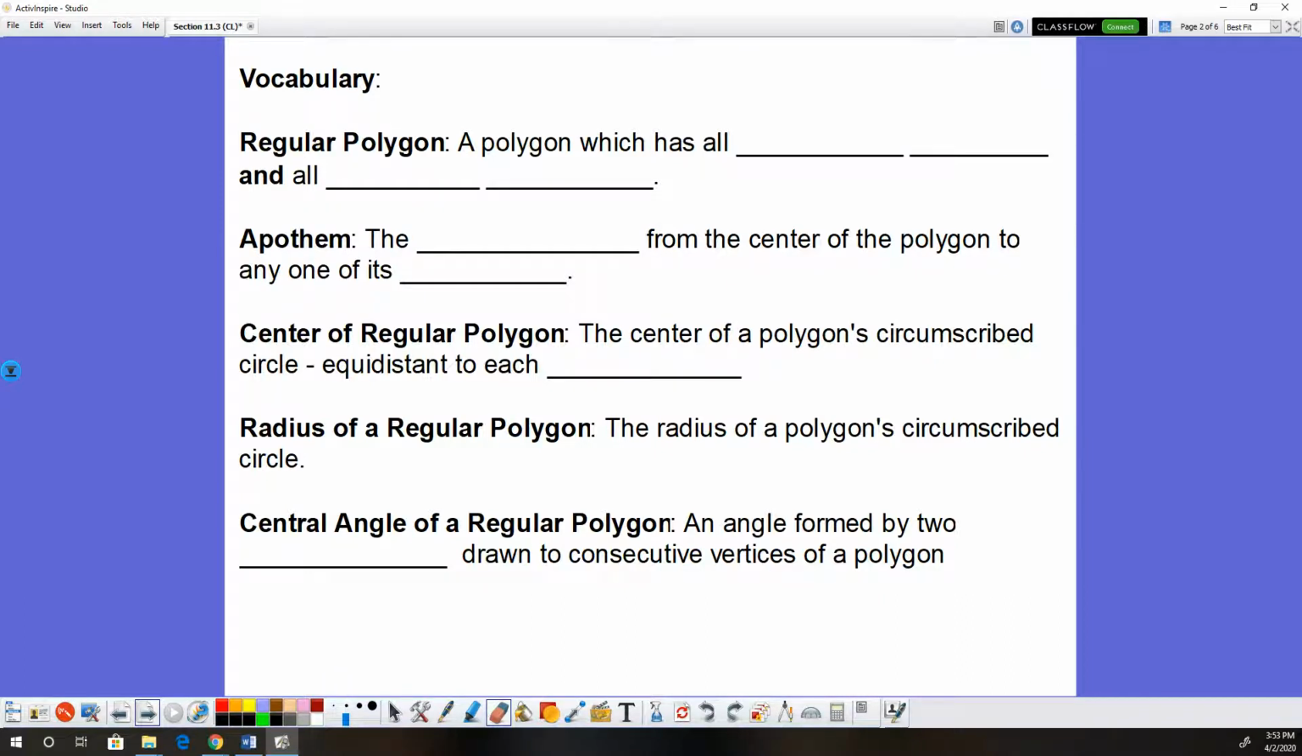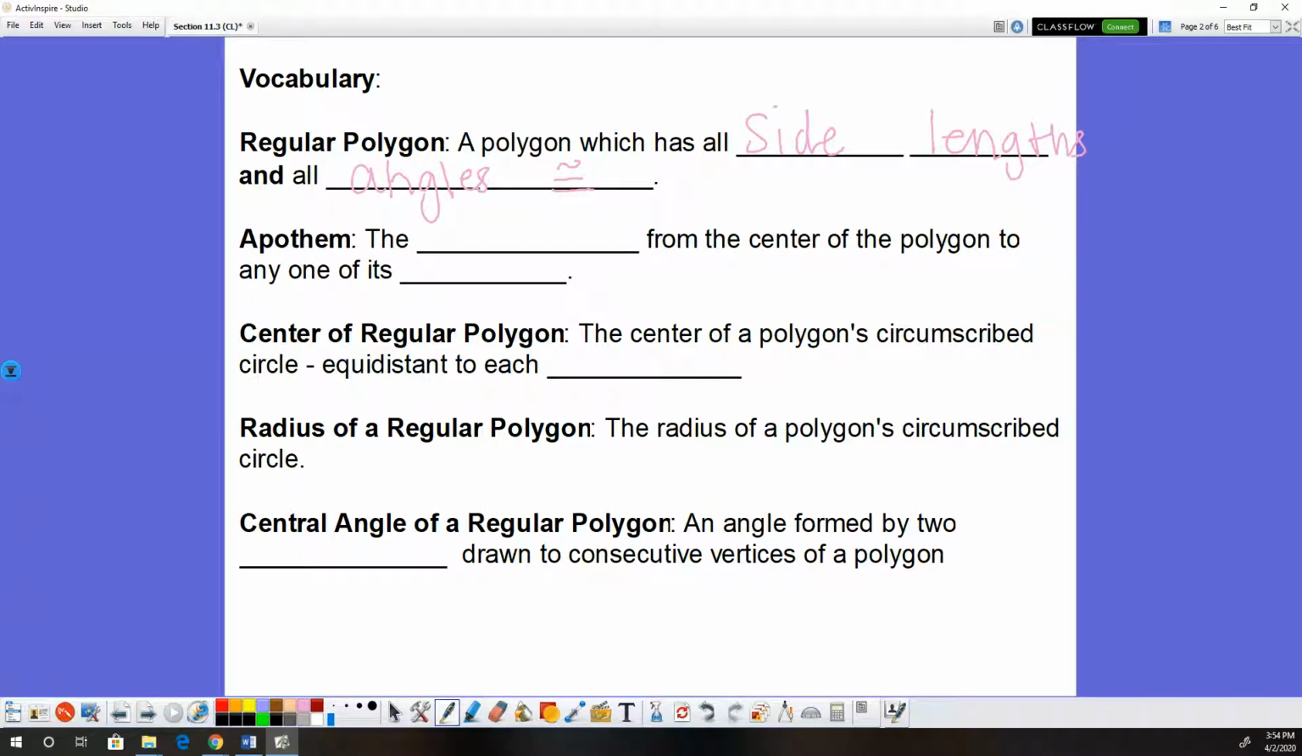Remember from, I believe, chapter 7, I know it's been a long time ago, a regular polygon is a polygon in which all side lengths and all angles are congruent. Okay, so all the sides are the same length, all the angles are the same measure.